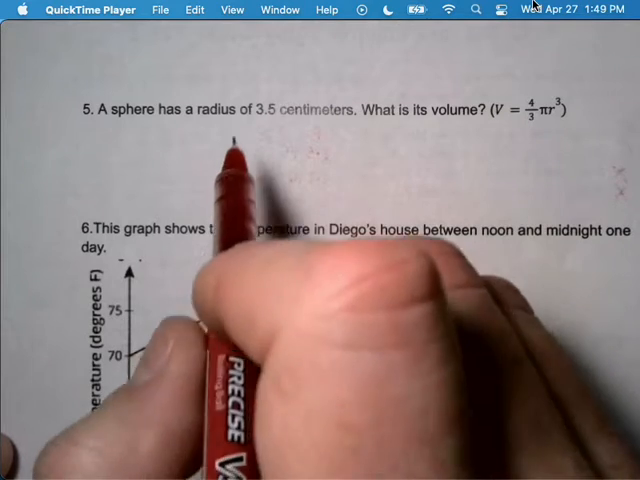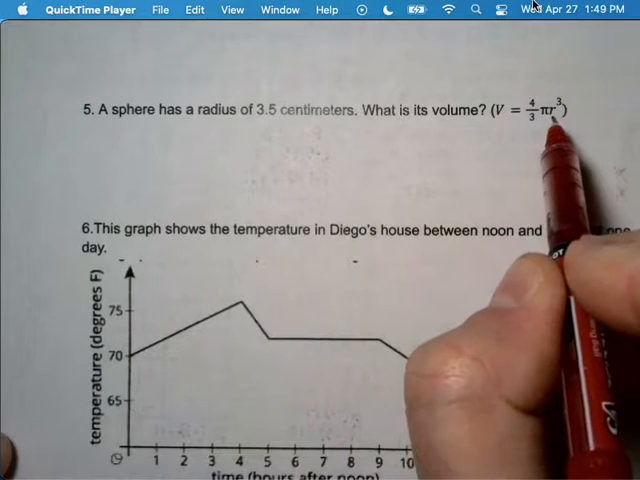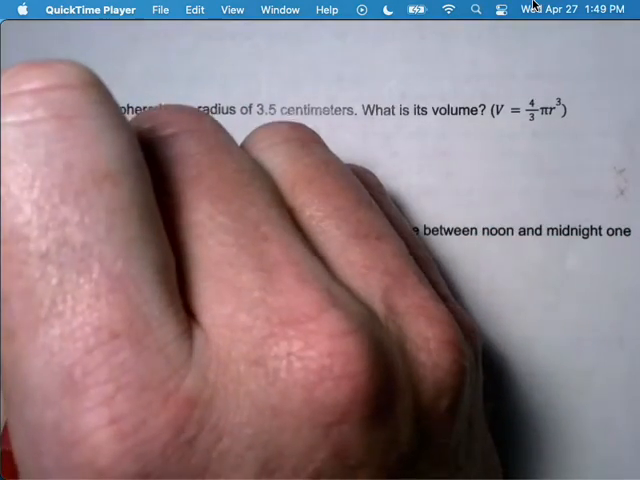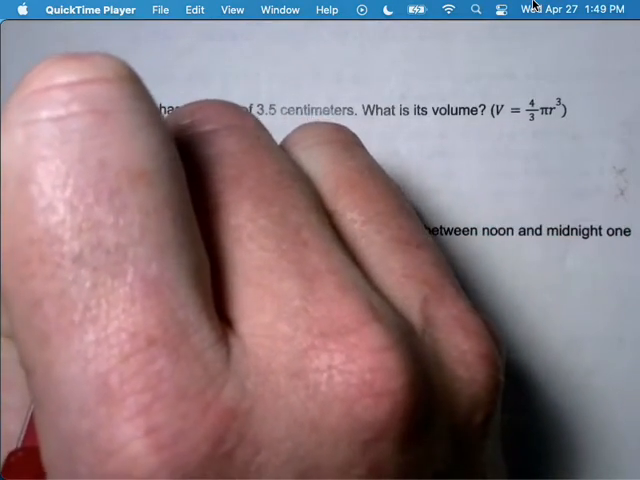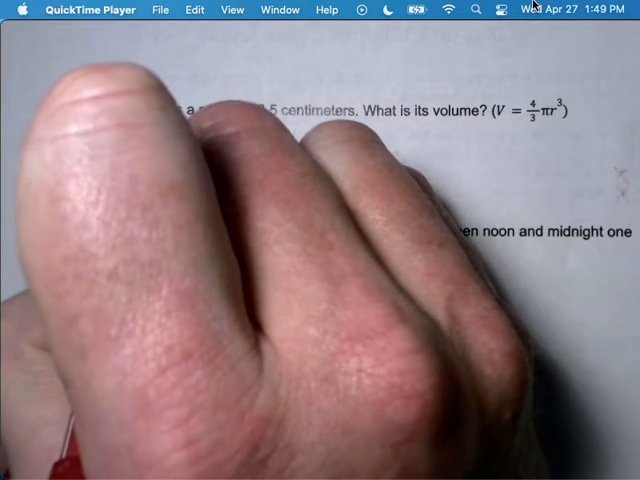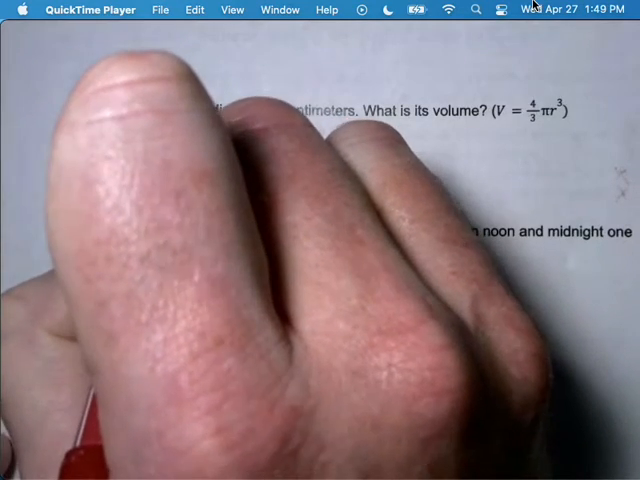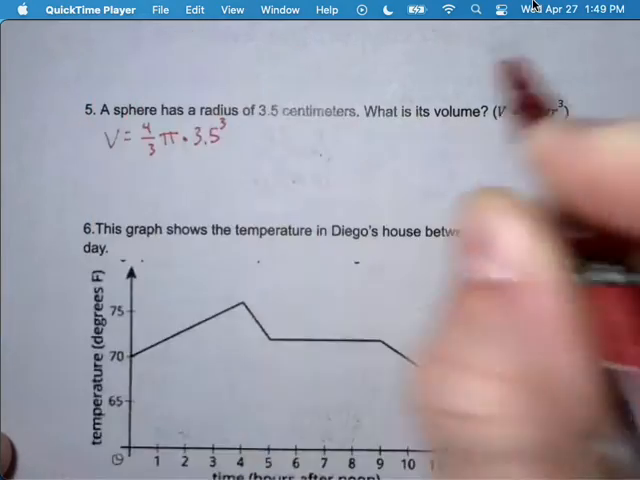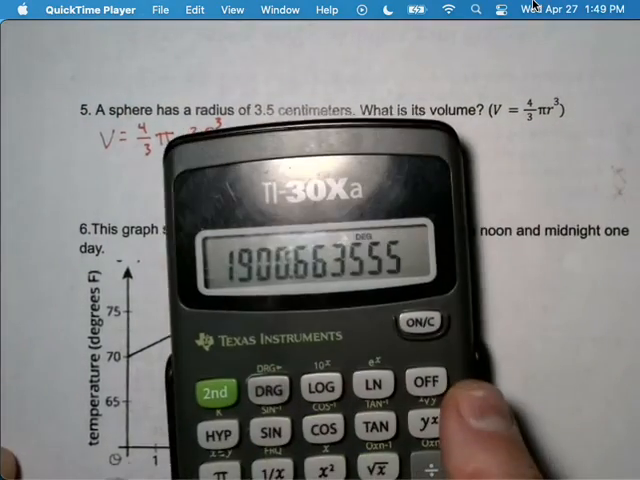All right, next, number 5, a sphere has a radius of 3.5 centimeters. What is its volume? So with a sphere, all we have to worry about is radius. We don't even have to worry about any other numbers. So volume equals 4/3 times pi times 3.5 cubed. Okay?